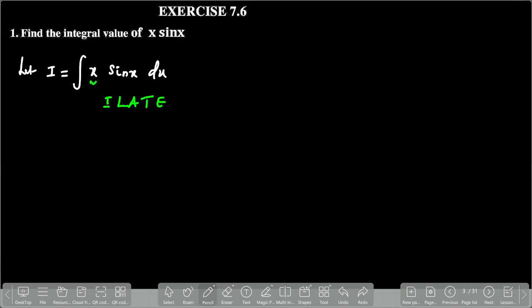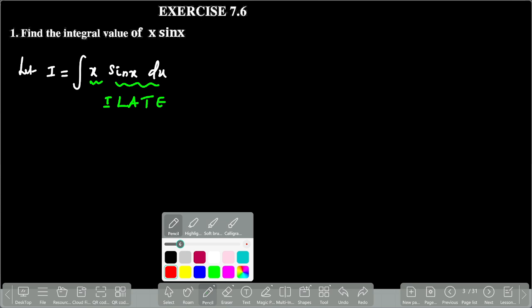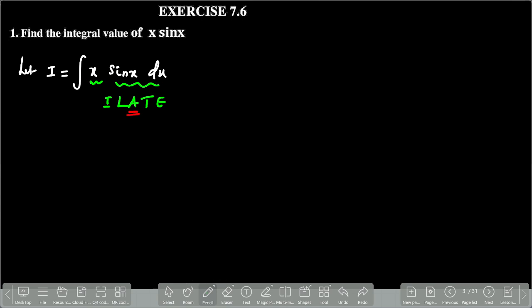You should take the two functions here. What is x? What is the name of the function x? Algebraic function. What is sin x? Trigonometric function. Look at these letters: A means algebraic, T means trigonometric. There are two functions involved, algebraic and trigonometric. Which letter comes first?